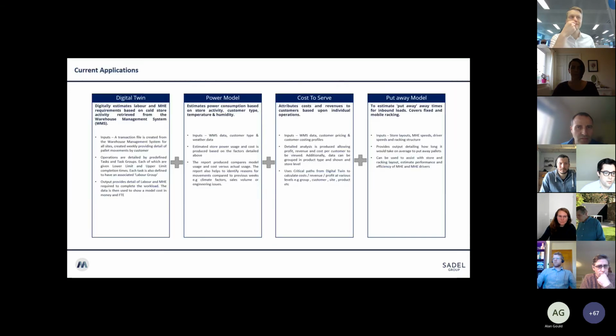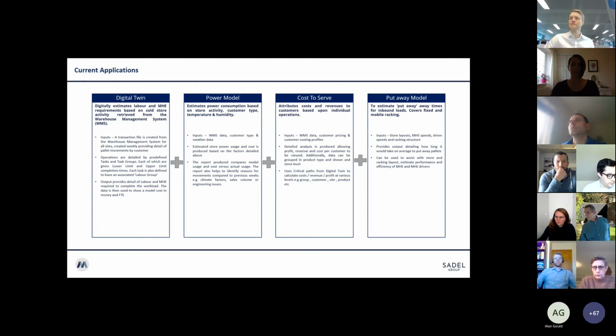We have developed an array of applications in-house. Firstly, there is the main block of a digital twin. Here we've defined a range of tasks per customer and where completion times have been assigned to each task. We take data from our warehouse management system and run it through the task log to compute required resources. Additionally, we can use forward-looking budget files to plan ahead.